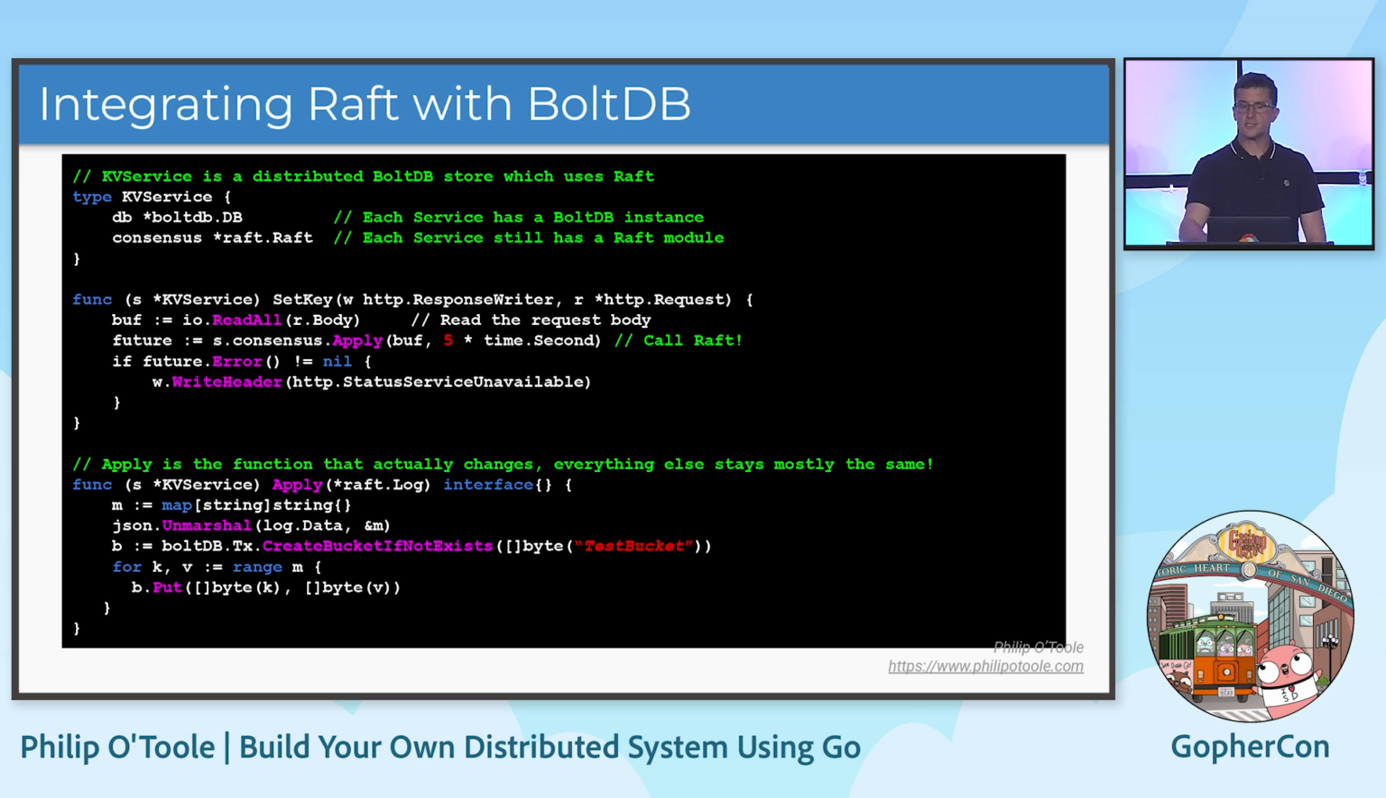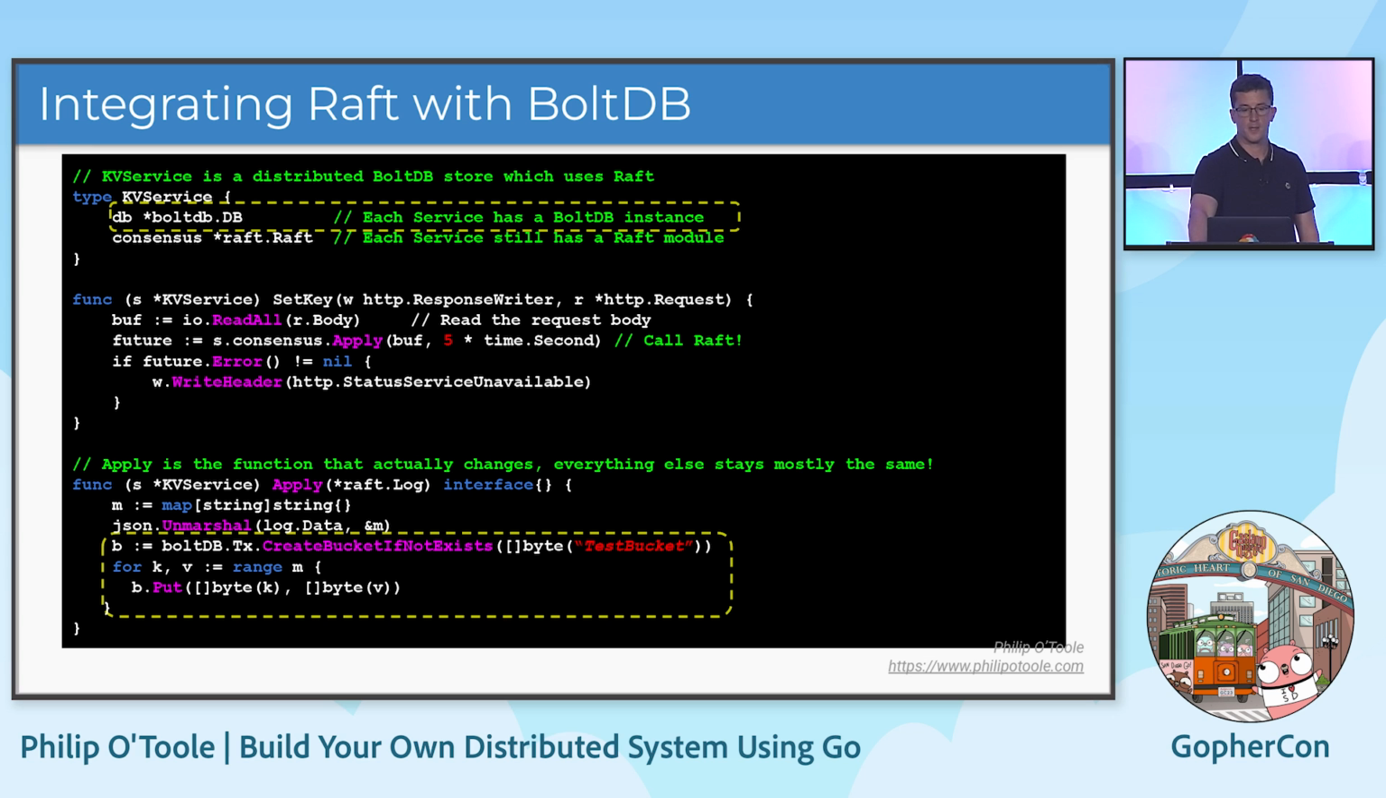So at a quick glance, this code actually looks roughly the same, but let's look a little bit closer. Instead of having a map in memory, we now have a handle to a BoltDB instance. Yes, it would have been initialized elsewhere, but now we have this handle. And then in the apply function, the function that is called on every node once consensus has been reached, now doesn't change the map that each node has. Instead, that node calls functions on the BoltDB handle and sets the key.